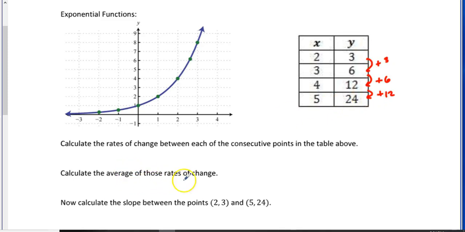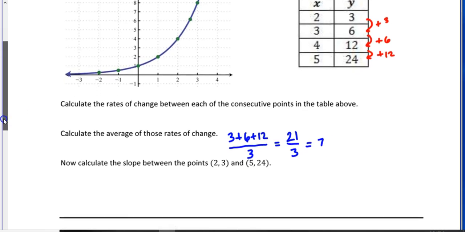Let's find the average of those rates of change. So remember how to find an average, right? You add them up, divide by how many you have. So we're going to add up 3 and 6 and 12 and divide by how many we have, which was 3. All right, do some mental math. Come up with an answer, please. All right, so however you figured it, hopefully you came up with 21 over 3, which evaluates to be a 7. That's our average rate of change.